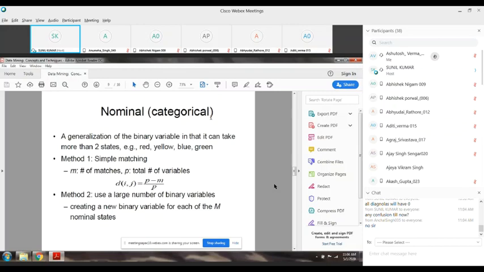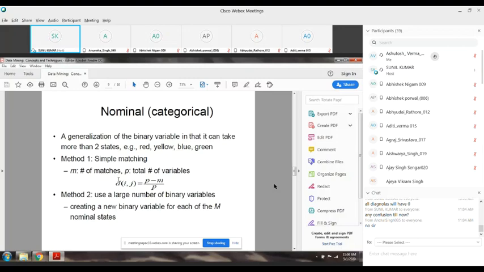Nominal means it is imposing some category kind of thing. So see, very important thing: a generalization of binary variable is under your nominal. It can take more than two states. Binary variables can only take two states, 0 and 1. Where it is nominal, or you can say categorical, which category it belongs to, general terms we talk like this. So it can take many, more than two states. The example includes red, yellow, blue, green, black, etc.